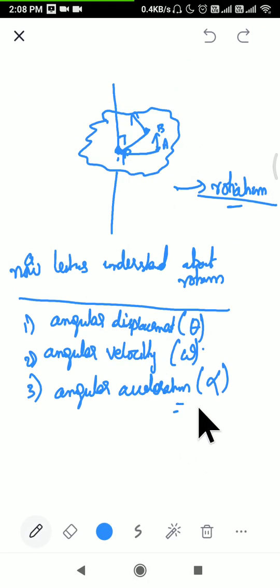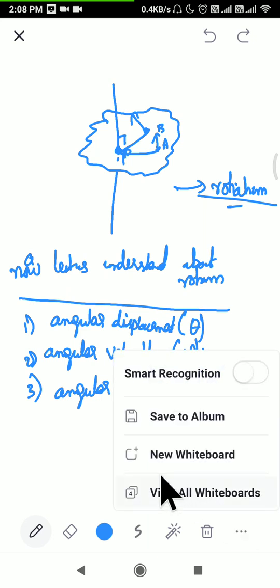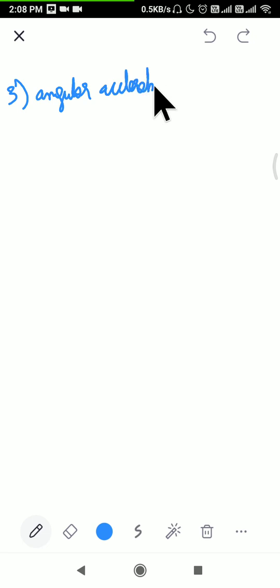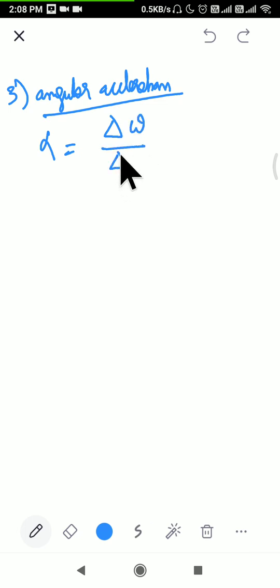Okay, here the same definition can be applied to the angular acceleration concept. Okay, now we will understand what is angular acceleration. Third one, angular acceleration. Okay, so what is angular acceleration? Angular acceleration alpha is nothing but change in angular velocity with respect to time.